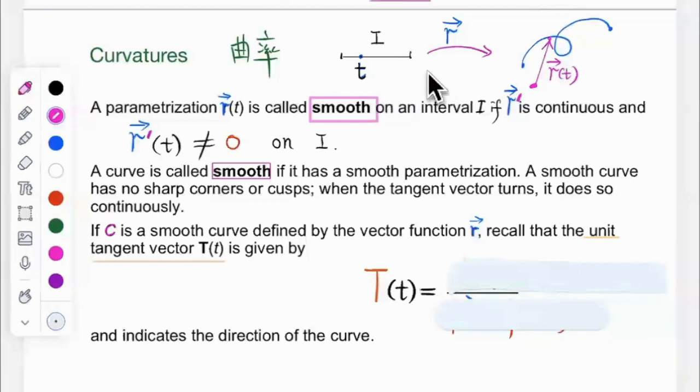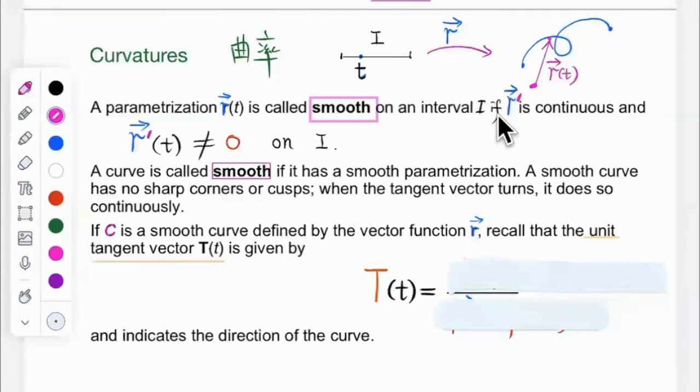Geometrically, let's try to visualize this. A curve is called smooth if it has a smooth parametrization. A smooth curve has no sharp corners or cusps, and when the tangent vector turns, it does so continuously. So here is a smooth curve. Imagine that the t here is on this interval I, and then this vector function R is going to map this into a space curve.